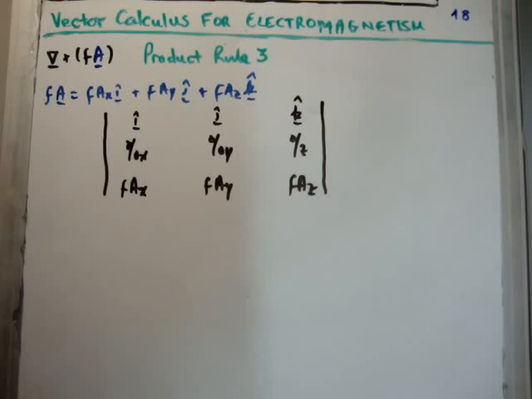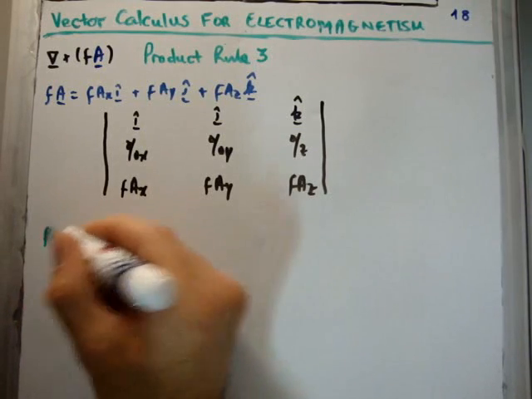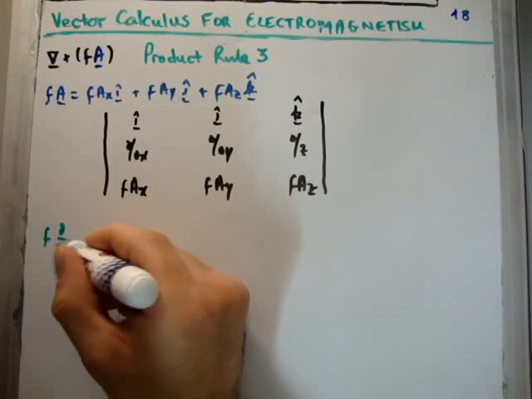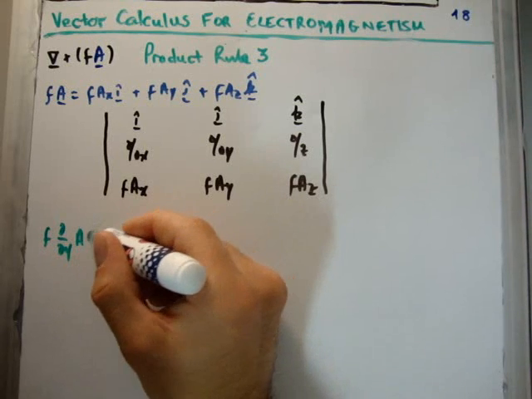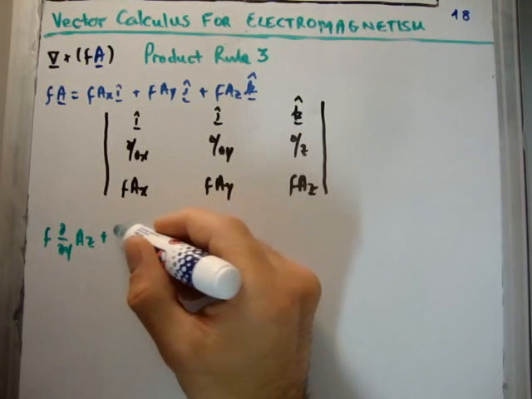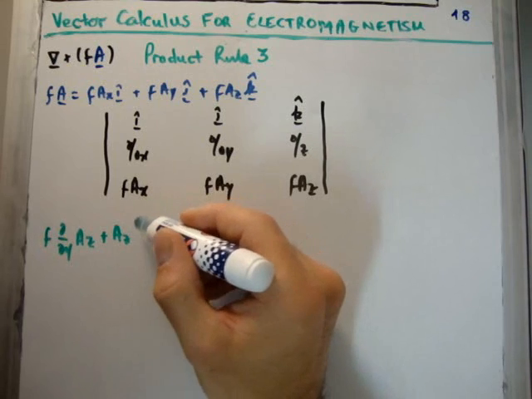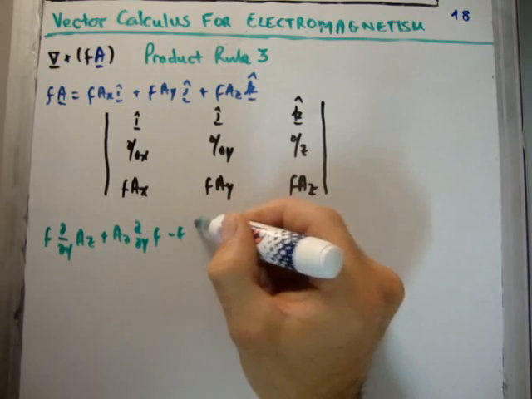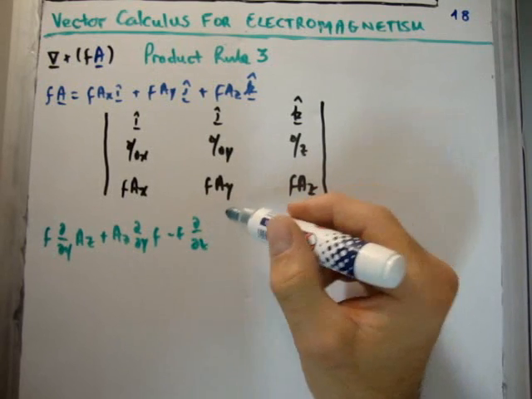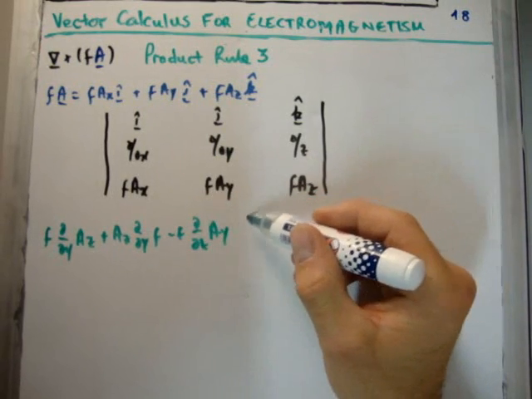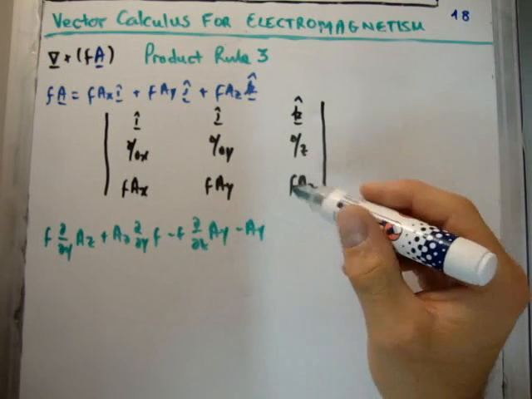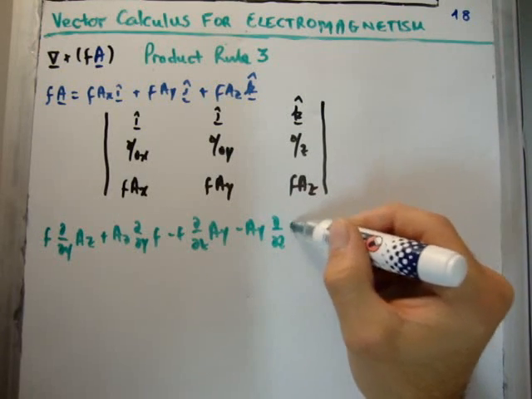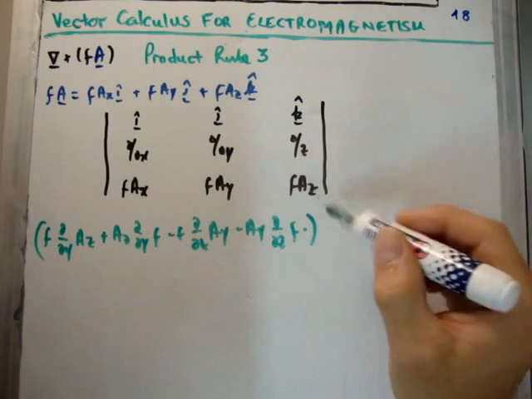So in this case, I'm going to look at the i-hat dimension. If you do the curl, you're going to get the following. You're going to get F times del/del y of A sub z, plus A sub z times del/del y of F. You're going to have minus F del/del z of A sub y, minus A sub y del/del z of F. And this is in the i-hat direction.